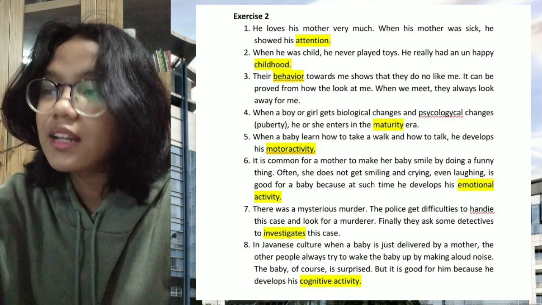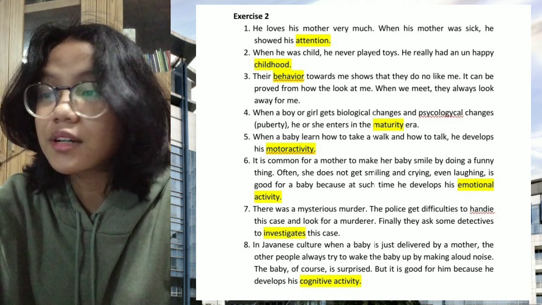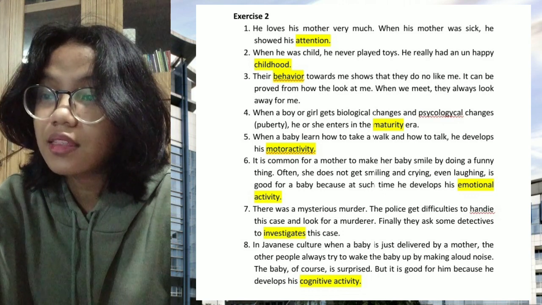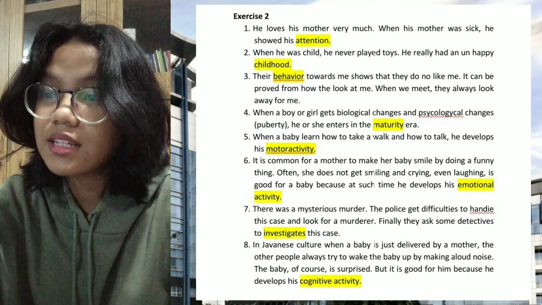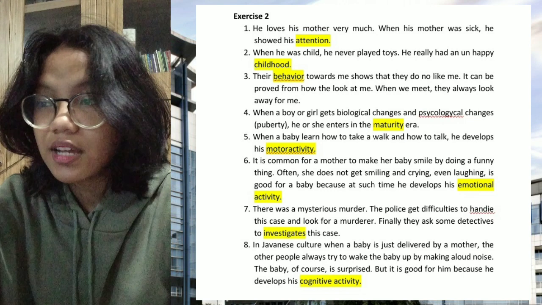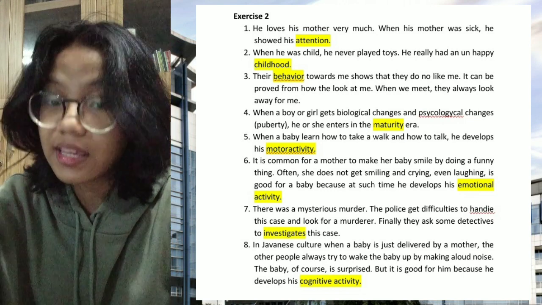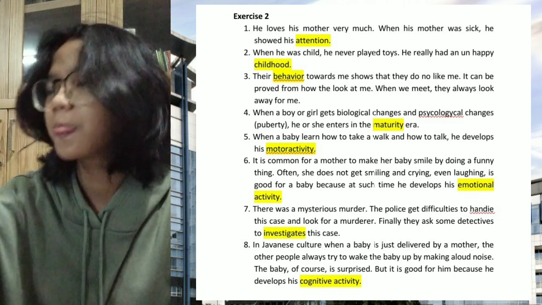Number 7, there was a mysterious murder. The police had difficulties handling this case and looking for the murderer. Finally, they asked some detectives to investigate this case.